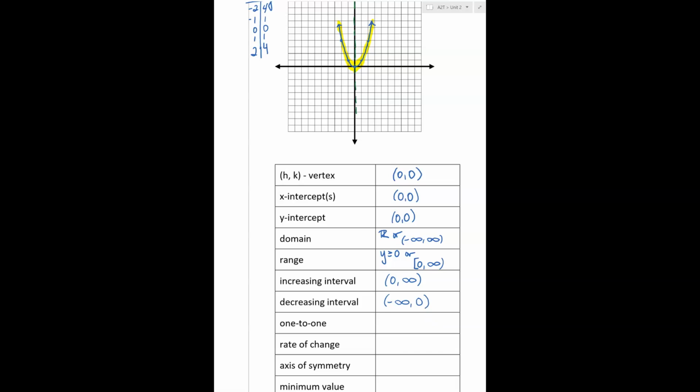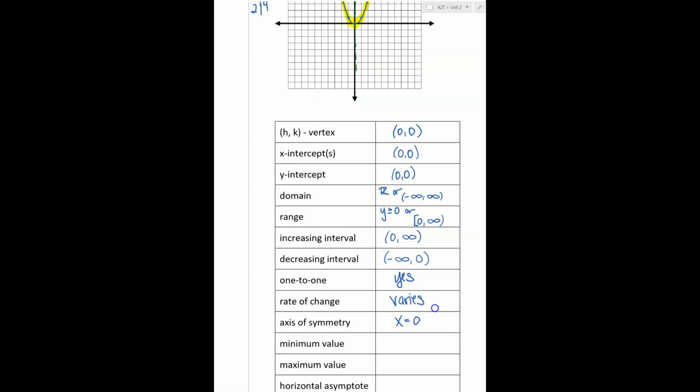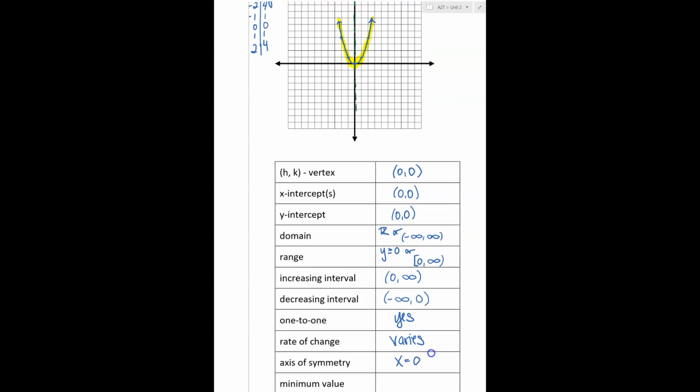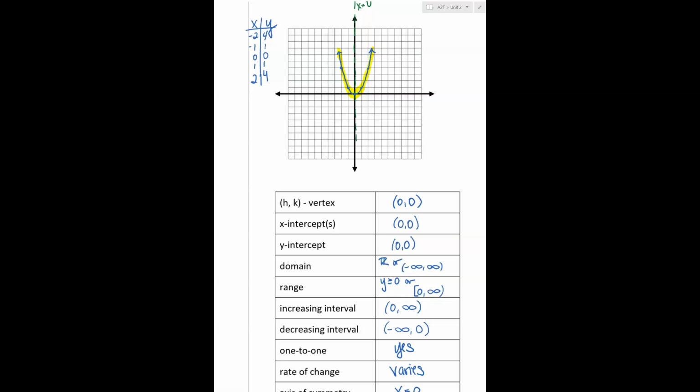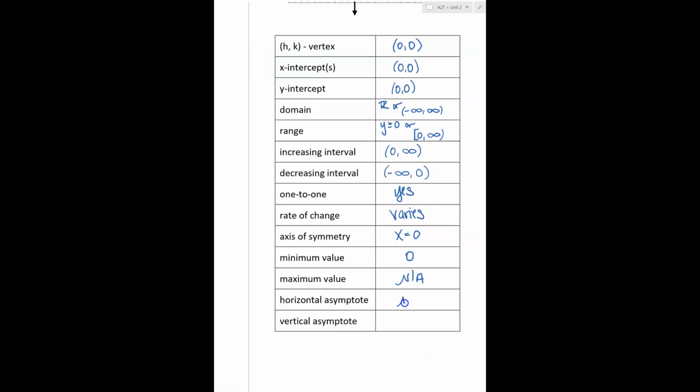All right, one-to-one: yes, it passes both the horizontal and the vertical line test. In other words, there's one x for every y, and there's one y that corresponds to one and only one x. Rate of change is not constant, it varies. Axis of symmetry is x equals 0, that vertical line, so it's always x equals. This does have a minimum or a maximum. That's always going to be your y value, or in this case, the k of our vertex. And then we don't know about asymptotes yet, so we're going to put NA.